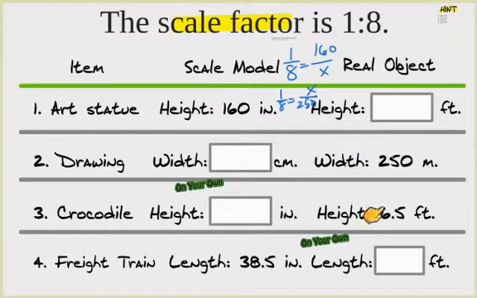Now we've got a real crocodile. Real crocodiles are about 6.5 feet long, and I want to make a scale model of it. And I want to make it 8 times as small. So what we're going to do is take 6.5 and put up a proportion, and I want you to tell me how many inches long my crocodile would be. And do the same thing here about a freight train. We're going to make a model freight train. We have a model freight train, and the scale factor is 1 to 8.